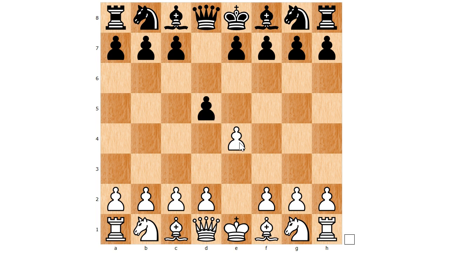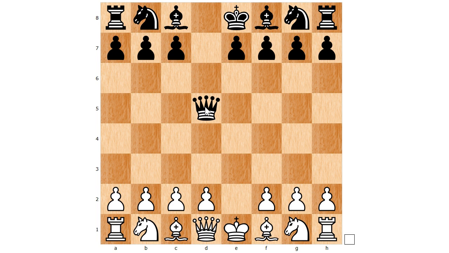And if white captures the pawn, you will simply write E4 takes D5. Or chess players usually make it even shorter by simply writing E takes D5. And if the queen captures you back here, you write Q takes D5, which means queen captures D5. So that is how chess notation works.